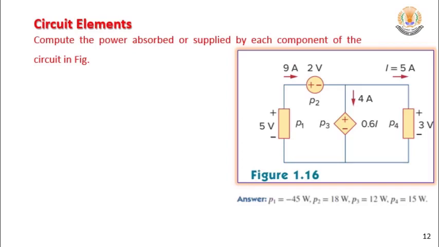Now, in this example, we are going to solve it now. Again, compute the power absorbed or supplied by each component of the circuit. How many elements here do you have? We agreed elements can be active or passive, sources or like resistors, okay? So how many elements? 1, 2, 3, 4. We need to calculate the power from B1 to B4, okay? So let's start.